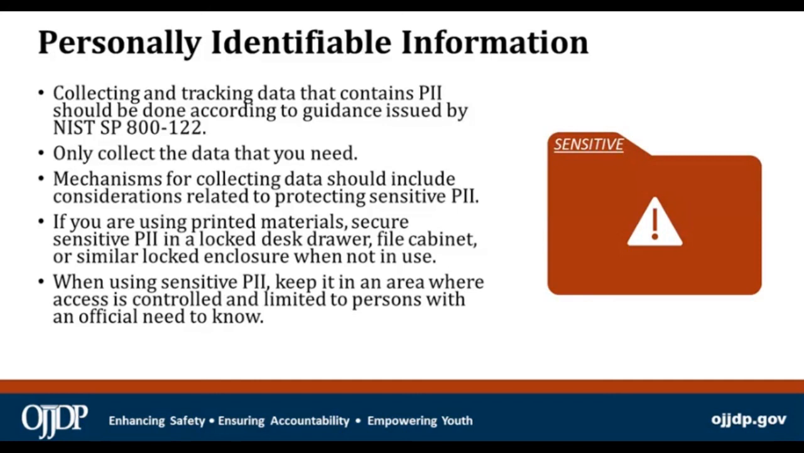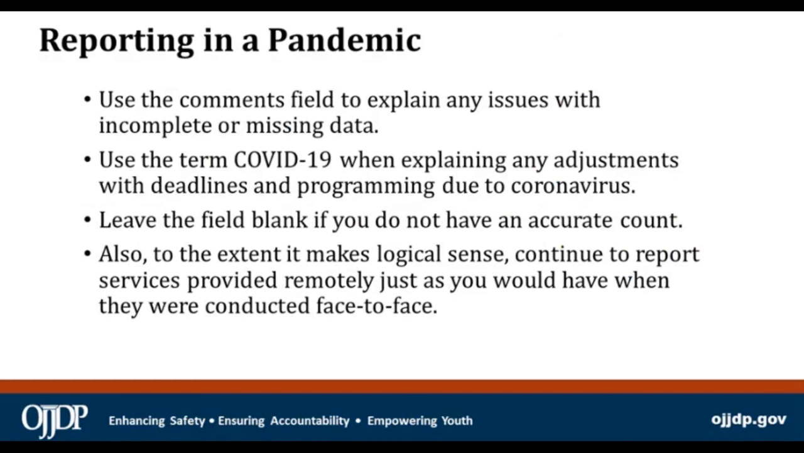Reporting in a pandemic. You should complete progress reporting to the best of your ability and submit it before the deadline. Every progress report form includes a narrative field or multiple narrative fields where you can provide additional information about the data. Use that space to explain any incomplete or missing data. You're encouraged to use the narrative field that asks for additional information about the effectiveness to describe COVID-19 related adjustments to programming and other activities not captured elsewhere on the form.